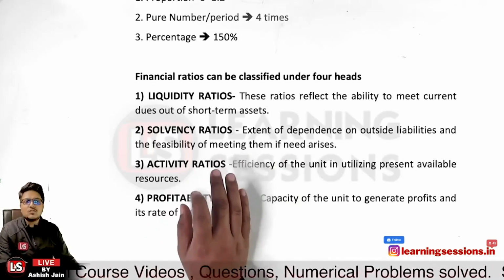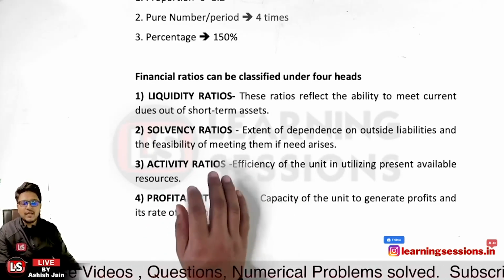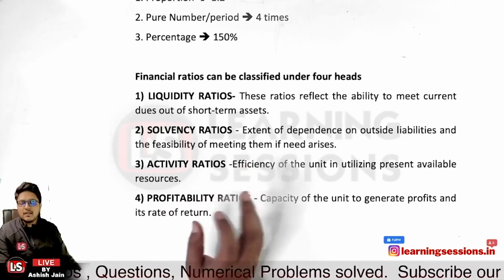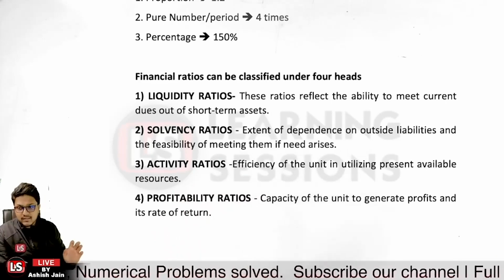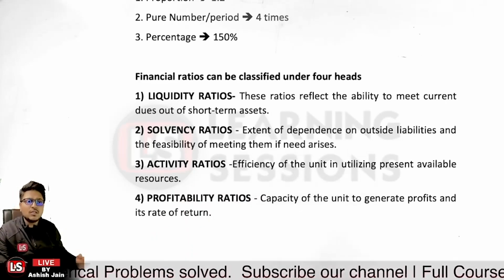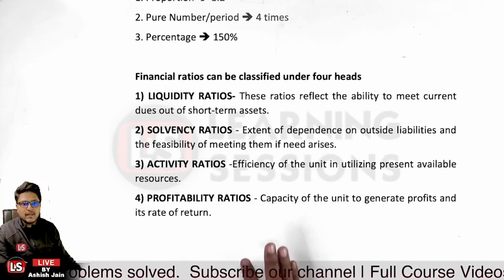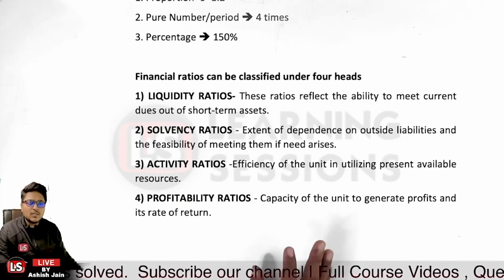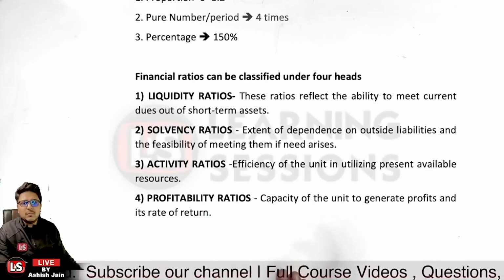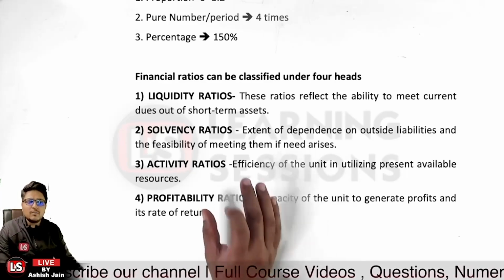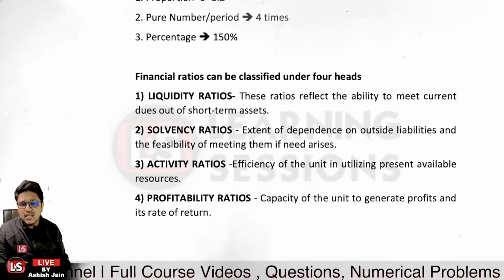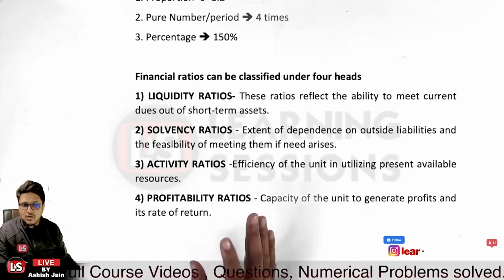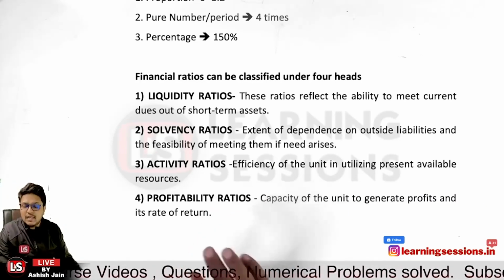Second one is the solvency ratio. It gives us a picture of the extent to which the firm is dependent on outside liabilities, and the feasibility of meeting any obligation that arises in the near future. Can we meet up that obligation or not? So that is basically related to the solvency ratio.